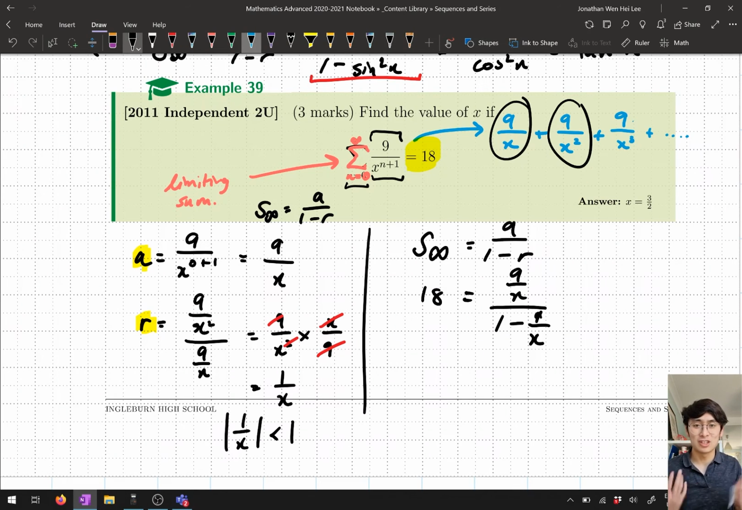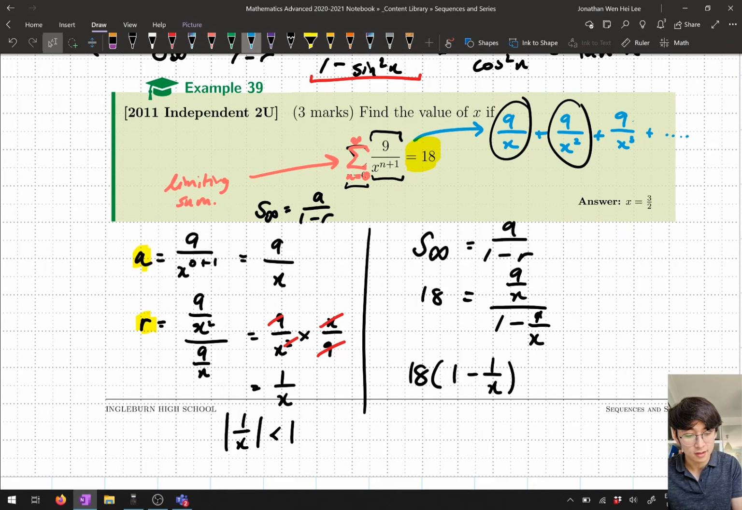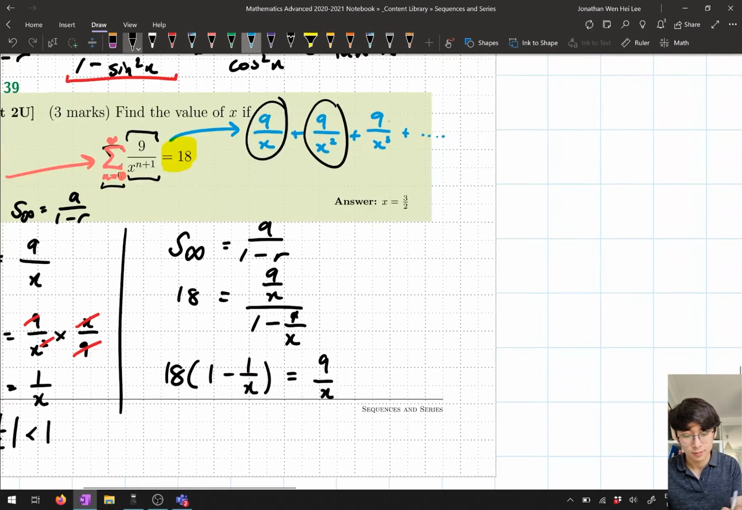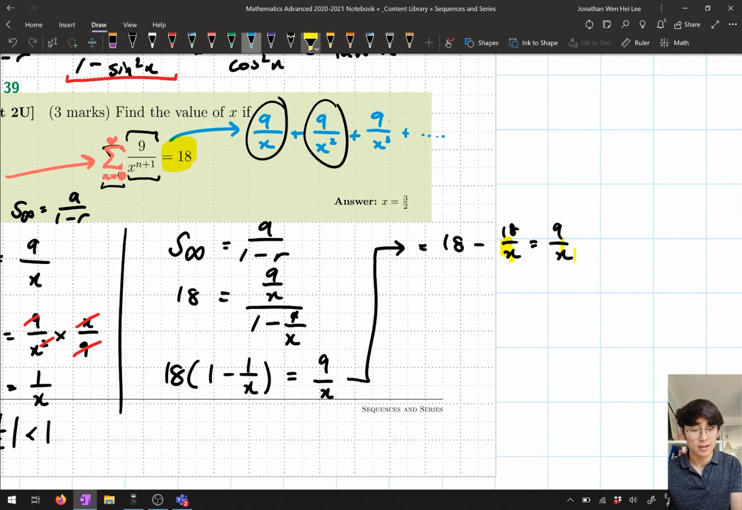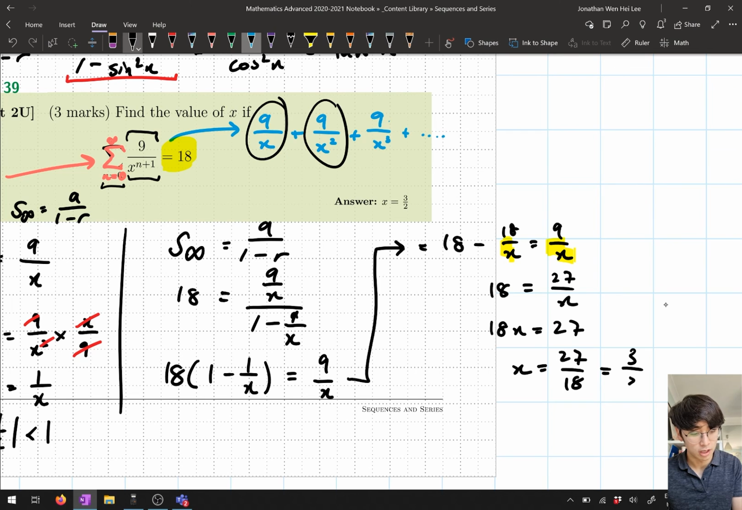Okay, at this point, we just need to do a little bit of algebra to solve this. I've got a fraction over here, so I'm just going to multiply that over to the other side. So I've got 18 times (1 minus 1 over x) is equal to 9 over x. I can expand out my brackets, so I've got 18 minus 18 over x is equal to 9 over x. Notice we've got these terms with the same denominator, so I'm going to move them all to the right-hand side to make it easier. So I've got 18 is equal to, when I add those two together, 27 over x. Multiply the x over, 18x is equal to 27. And so x is going to equal 27 over 18, which is 3 over 2.